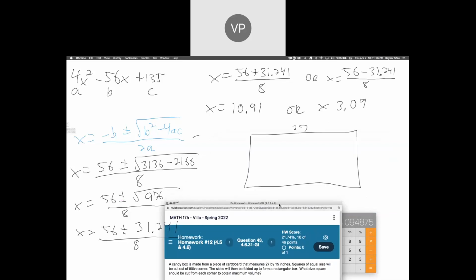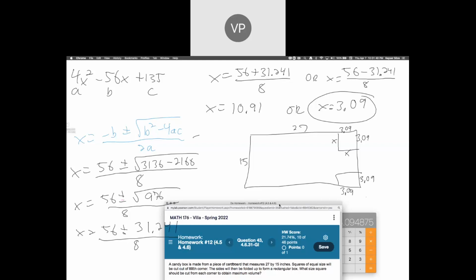Here's 27, and here's the 15. So this is what we're cutting out, this x by x. So let's start with a small one. If I cut out a 3.09, I would do that from both parts. So I'd cut out a 3.09 from here and a 3.09 from the bottom, each corner.